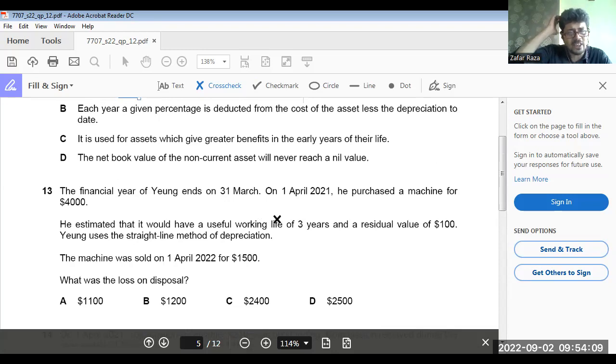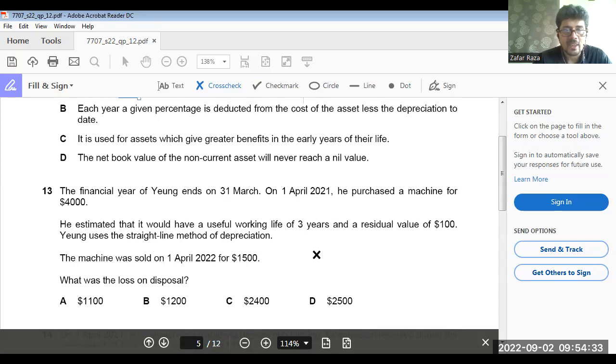The financial year of Yang ends on 31st March. On 1st April 2020, he purchased a machine for $4,000. He estimated it could have a useful working life of 3 years and a residual value of $100. Yang uses the straight line method of depreciation. What happens? 4,000 cost minus 100 residual value divided by 3. The 1 year depreciation is 1,300.